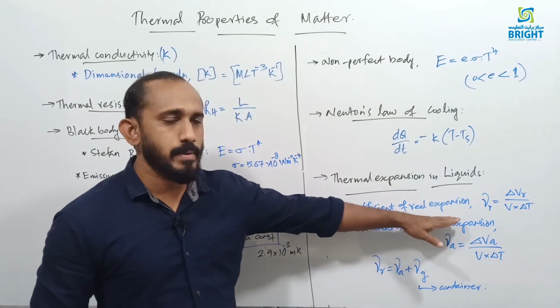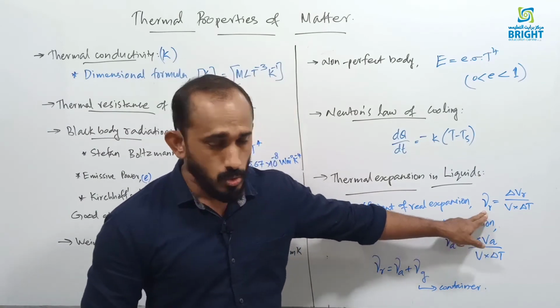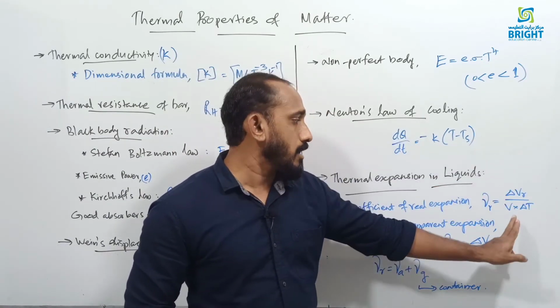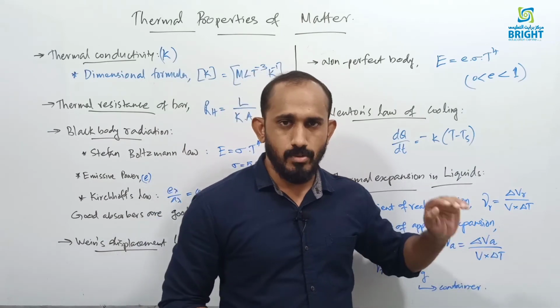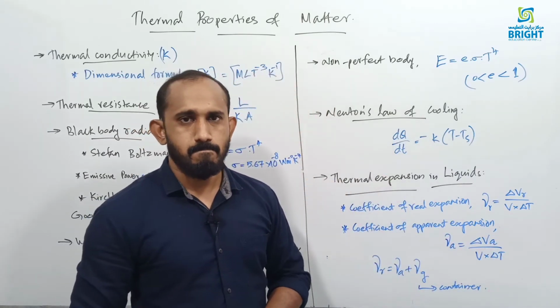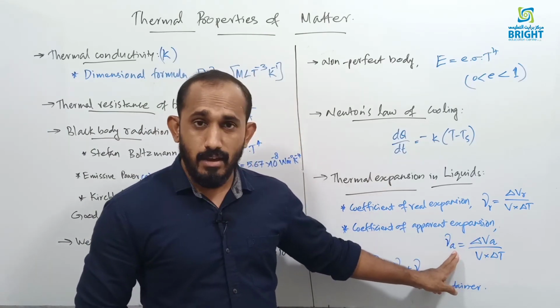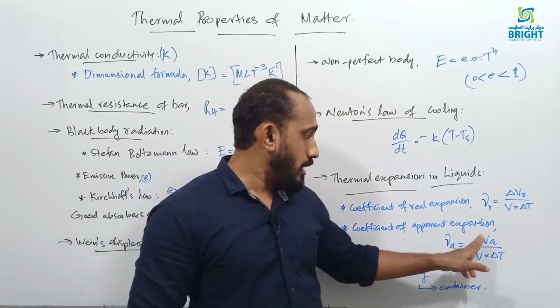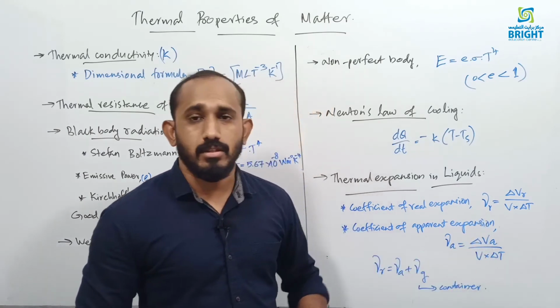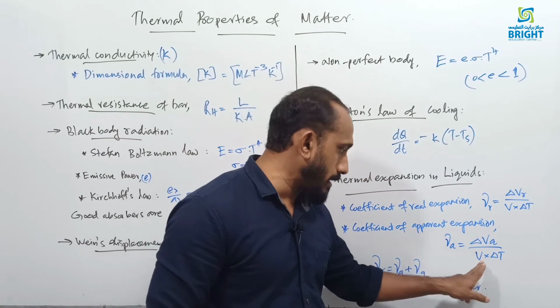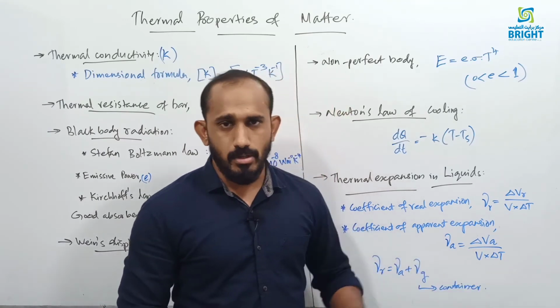So coefficient of real expansion gamma R is equal to real expansion of volume delta VR by original volume into change in temperature, or increase in temperature. Now coefficient of apparent expansion gamma A. For apparent expansion, gamma A is equal to delta VA, the apparent increase in volume, divided by original volume into increase in temperature.